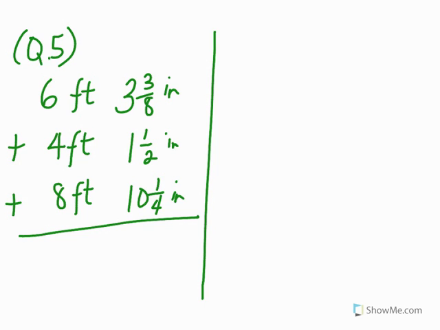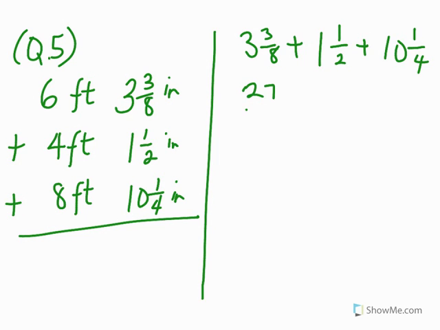But you need to know how to add fractions. It's going to help you. So what we have to do is, of course, we have to add 3/8 plus 1 1/2 plus 10 1/4. And this gives us 27/8 plus, excuse me, if you convert it to improper fractions, plus 3/2 plus 41/4.